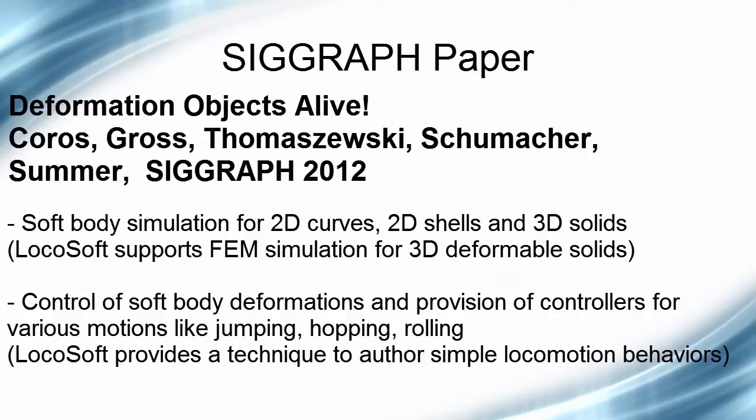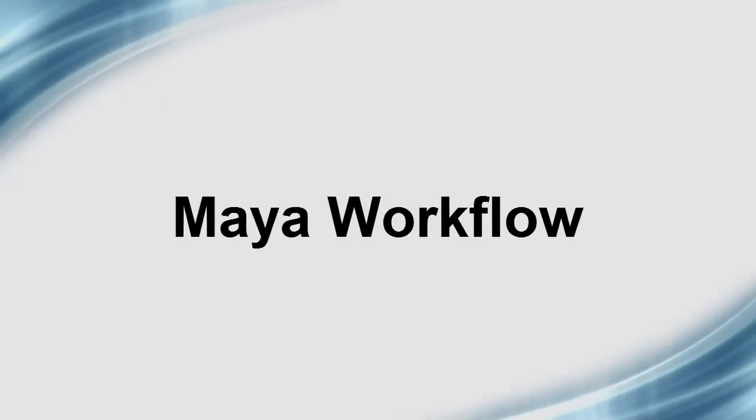The paper that we have chosen for this project is called Deformable Objects Alive by Coros et al. from SIGGRAPH 2012. The main ideas of the paper involve soft body simulation for 2D curves, 2D shells, and 3D solids. The paper also provided details on the control of soft body deformations by adapting rest shapes and support for various controllers. For Locosoft, we implemented a subset of ideas from the paper, namely FEM simulation for 3D deformable solids, and we provided a workaround technique for generating various motions such as jumping, hopping, and stretching, like the ones mentioned in the paper. Now let's see how our tool can be used in Maya.